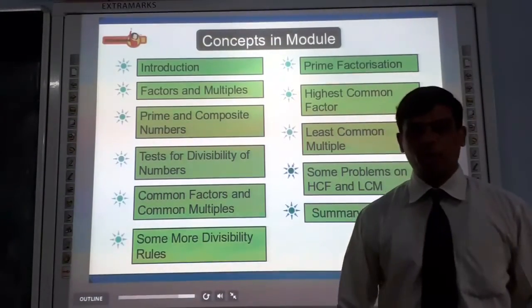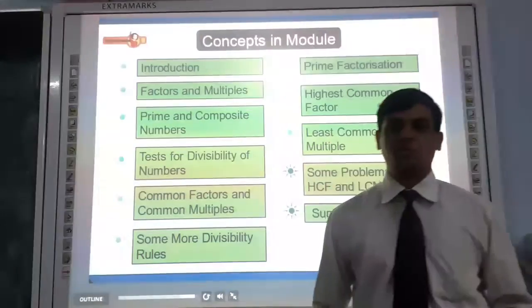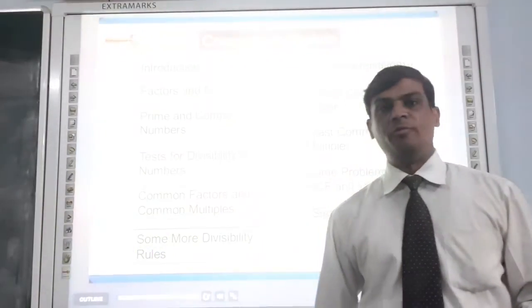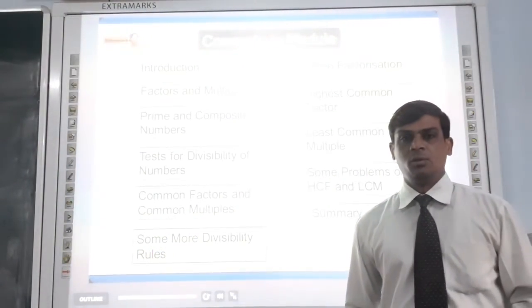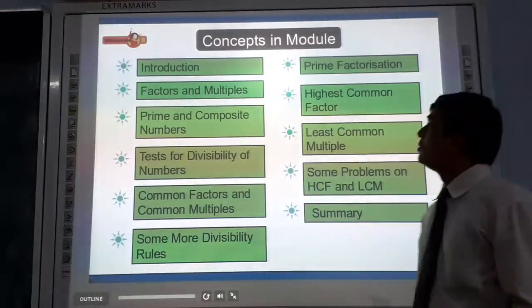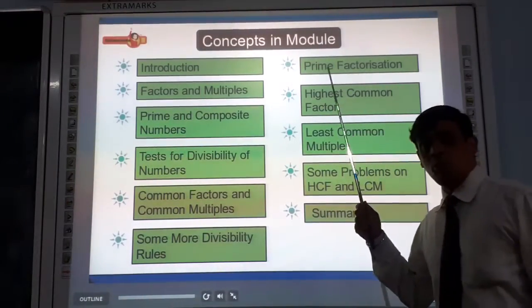Hello, good morning students. Now we will start Chapter 4, Factors and Multiples. Look at this concept in the module.